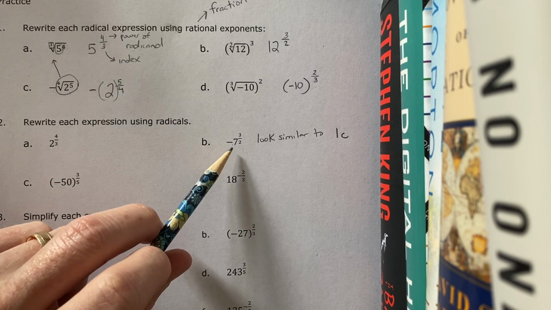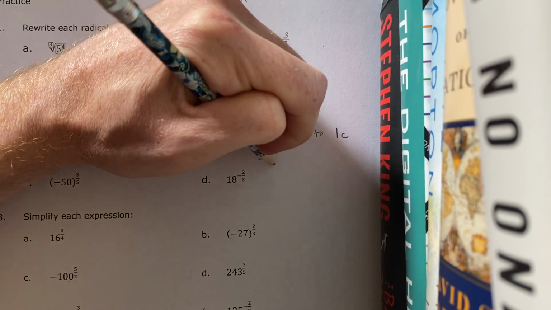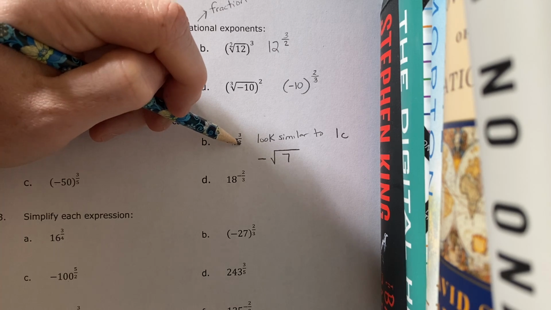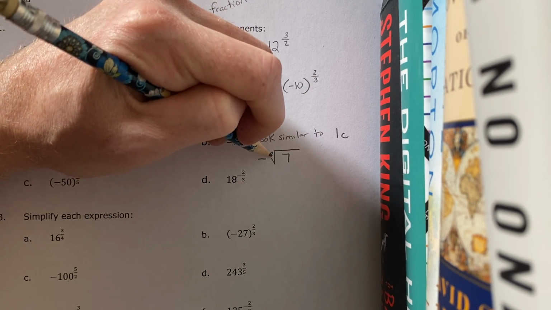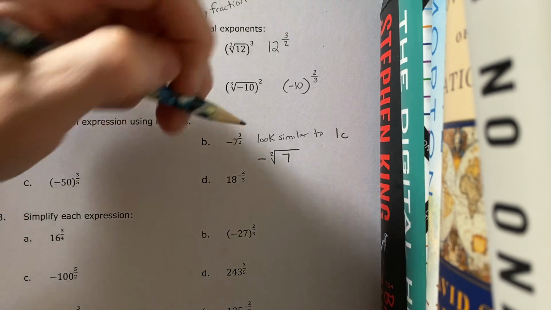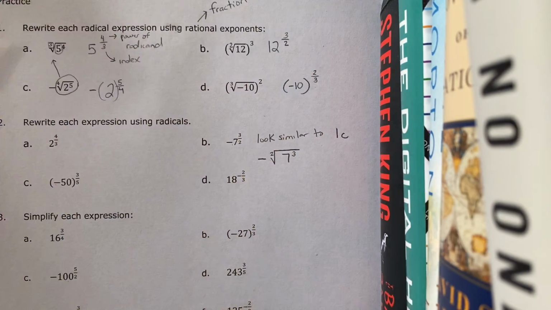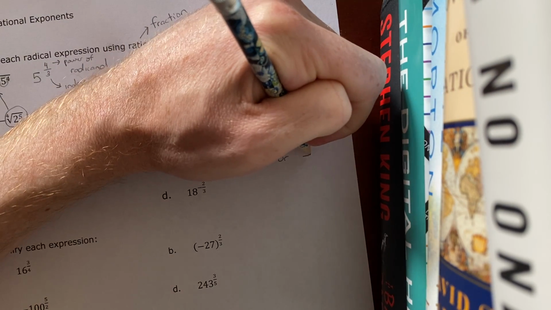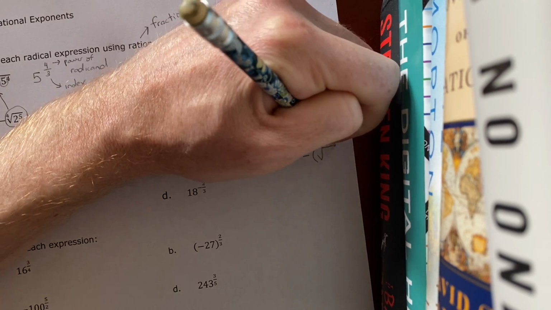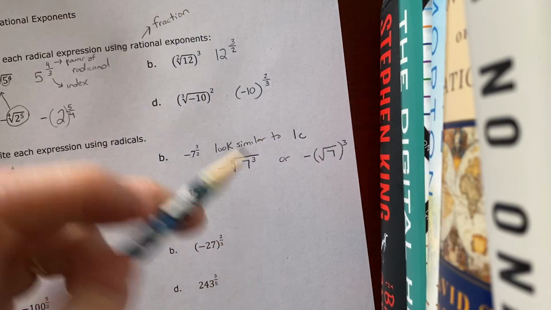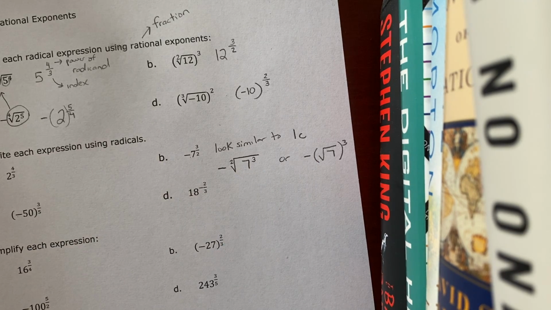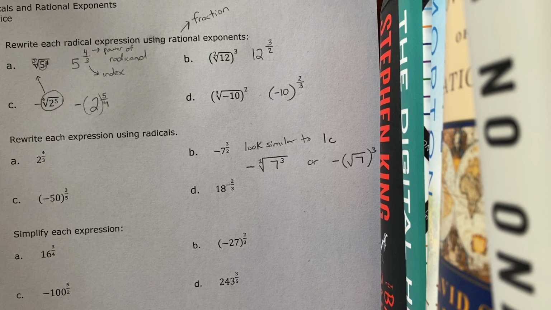So when we rewrite something like this, it just becomes negative square root of 7. The reason it's a square root is my denominator is a 2, so the index here is a 2. You don't have to write it, but you can. And then the numerator becomes the power of the radicand. So you can write it just like that, or technically you can write negative square root of 7 cubed. The cubed can either be on the outside of the parentheses or inside the radicand. I like to write it inside the radicand, but it's the exact same thing.